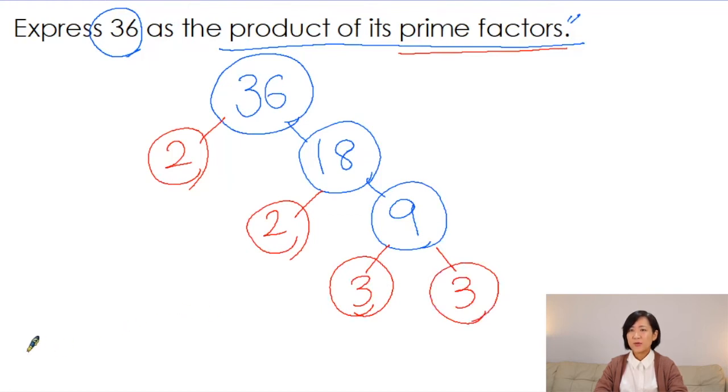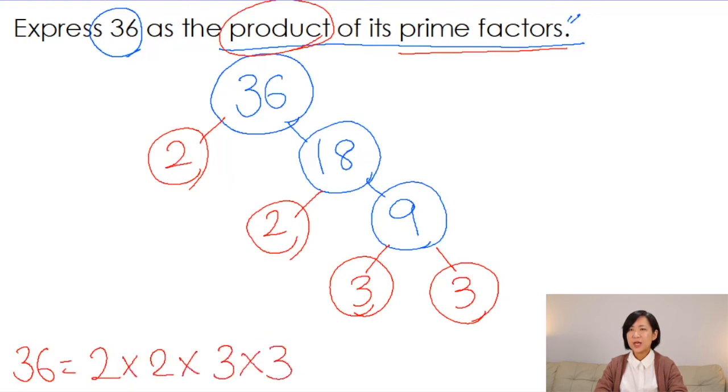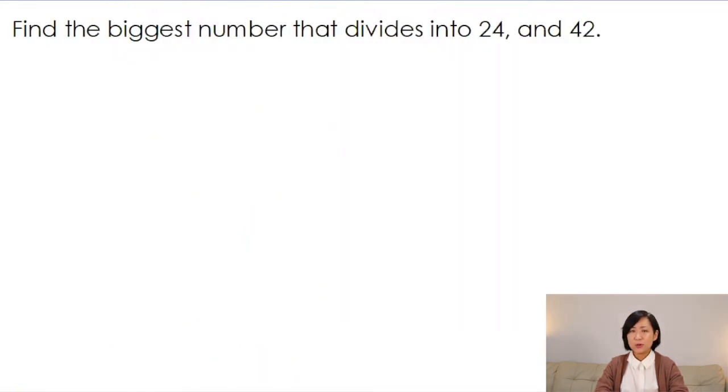So we can write down 36 equals, product means you times all the numbers together, right? 2 times 2 times 3 times 3. So this is called the prime factorization. We are going to talk more about the prime factor at our next lesson. Then we move on to the next question.